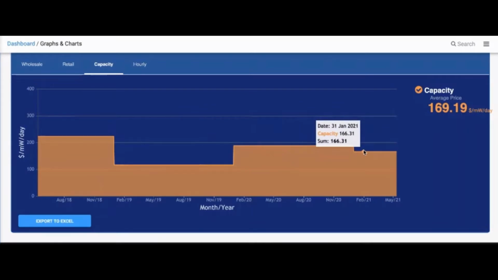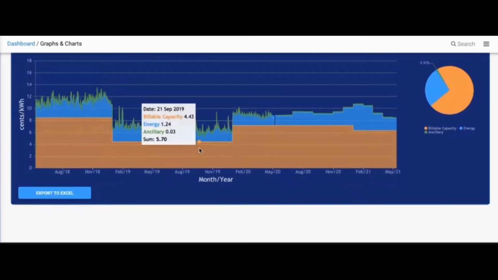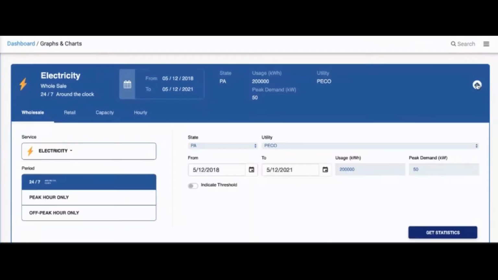What we are familiar with is cents per kilowatt hour, so we want to convert it to cents per kilowatt hour. Our platform has already done this. If I go to the wholesale chart right here, I can see the converted amount in cents per kilowatt hour, but that heavily depends on the kilowatt hours and kilowatts inserted.